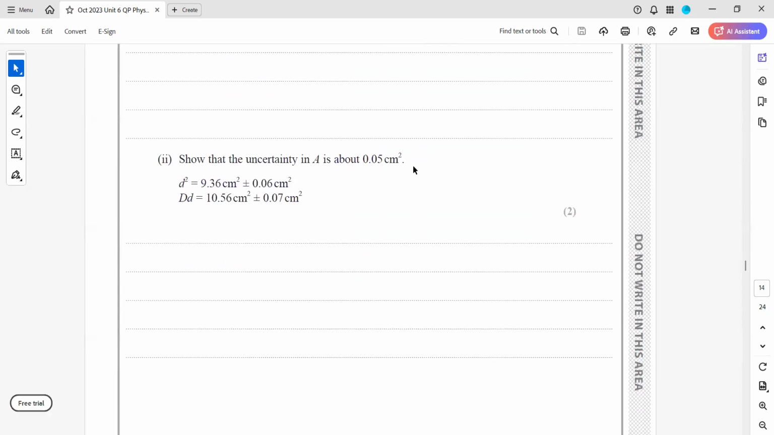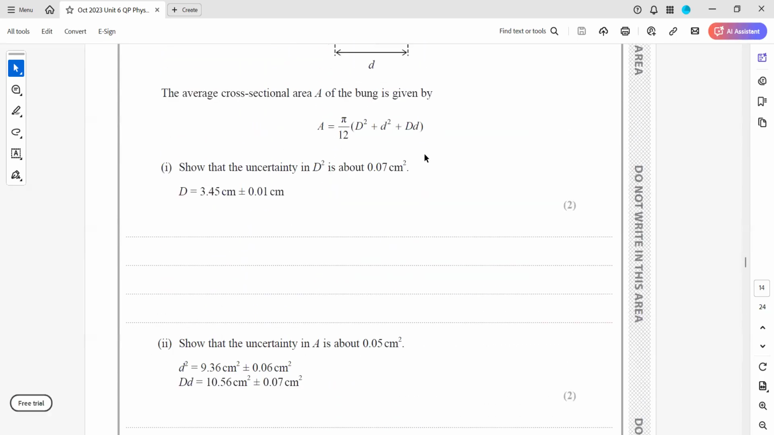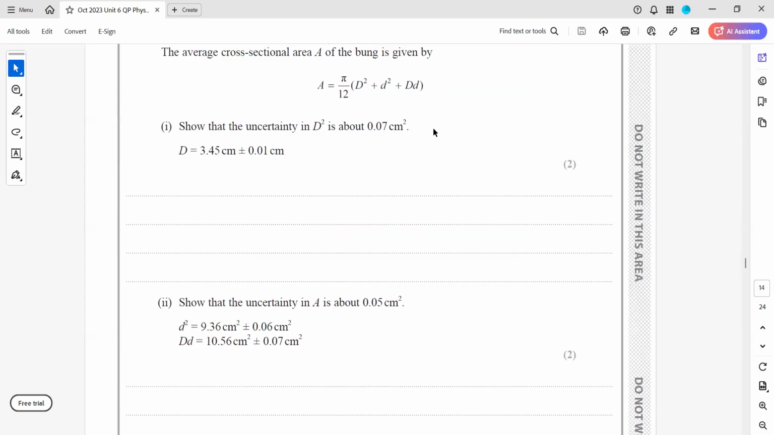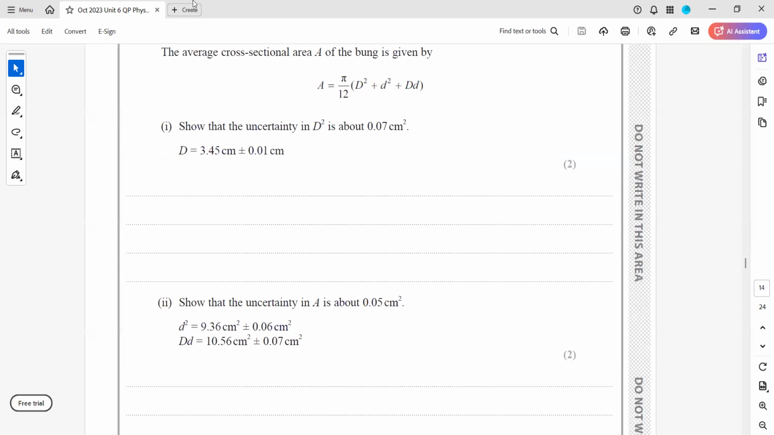Show that the uncertainty in area is about 0.05. How can we work it out? We already worked out the uncertainty in D. This is our formula. Okay. Our formula has capital D square plus small d square plus the product of D and small d, and their uncertainties are already given. We need the uncertainty in A. So how is A calculated in the question?